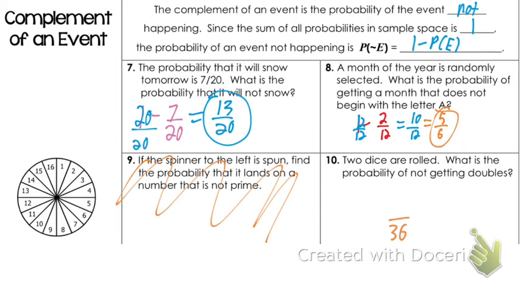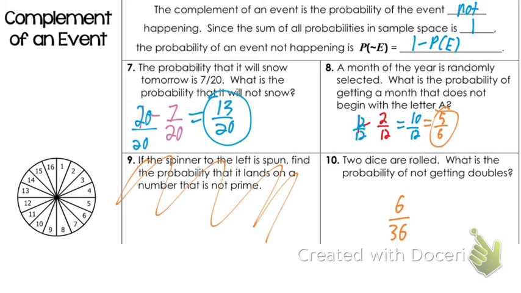So we have to figure out the probability of not getting doubles. So to do that, we have to figure out the probability of getting doubles and subtract it from 1. When we went through and wrote some out earlier, how many of these were doubles in the first 6? 1. How many were doubles in the second 6? Another 1. How many doubles are there going to end up being? 6 total, right? You got double 1s, double 2s, double 3s, double 4s, double 5s, double 6s. So 6 out of these 36 are doubles.